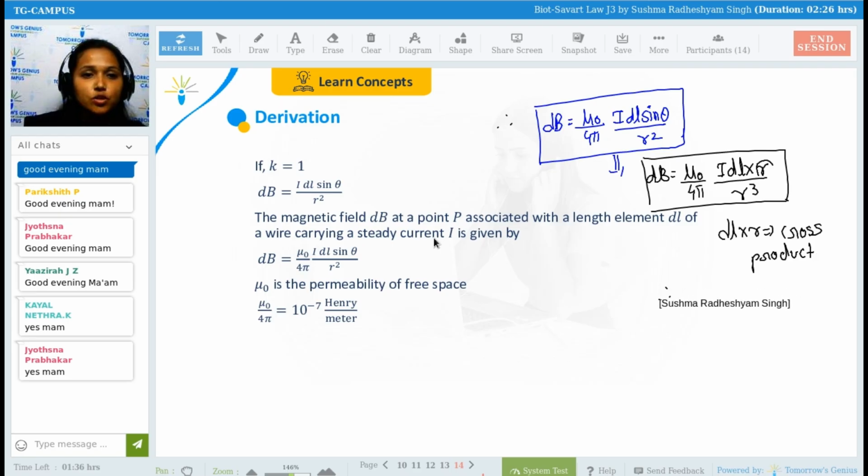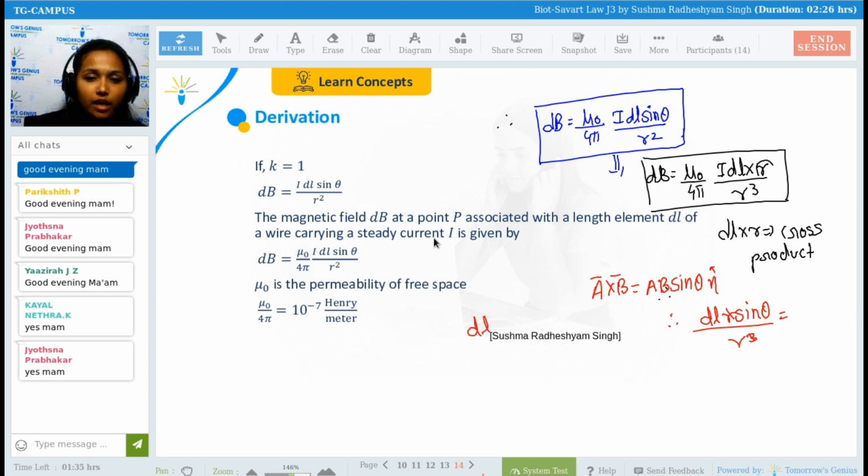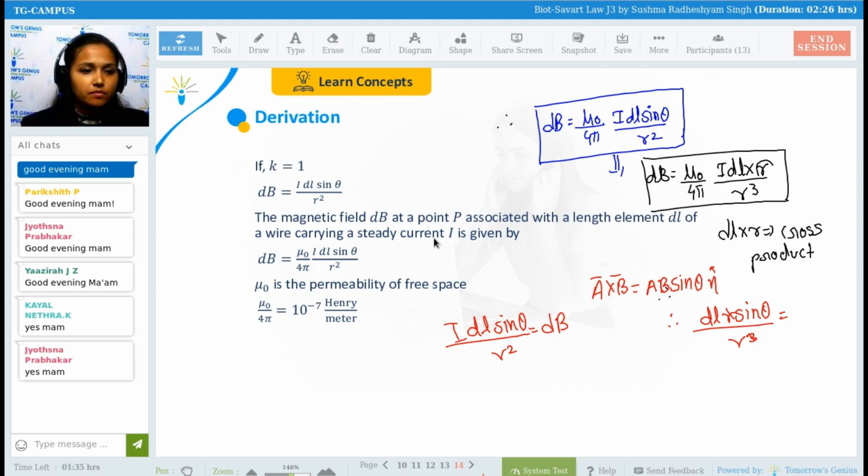And what is the value of cross product? So if you remember, dear students, A cross B is nothing but AB sine theta with some angle, which is in vector form. So according to this, your dl r sine theta upon r power 3, this power gets cancelled, and we get I dl sine theta over r square equal to dB. Clear this point? Clear this point up to here? All clear? Okay. So we move further.